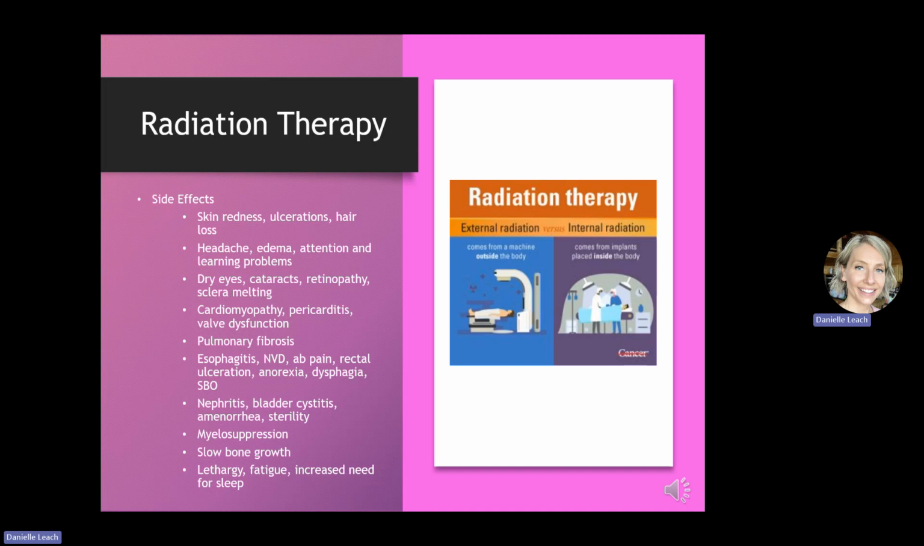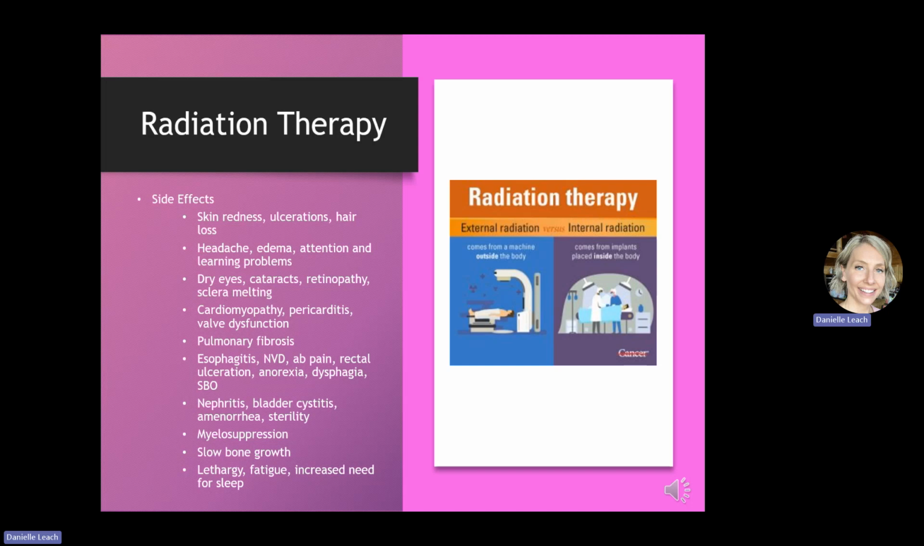So there are two main types of radiation, external and internal radiation. External radiation basically comes from a machine that's outside of the body. You can think of it like this machine is casting a ray of light on this person to destroy this tumor. Whereas with internal radiation, there's something implanted inside the body that's going to emit the radiation to destroy the tumor cells.